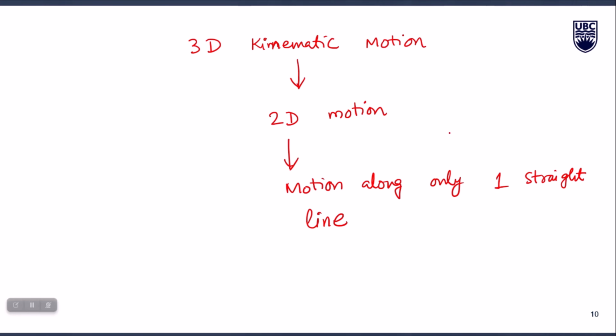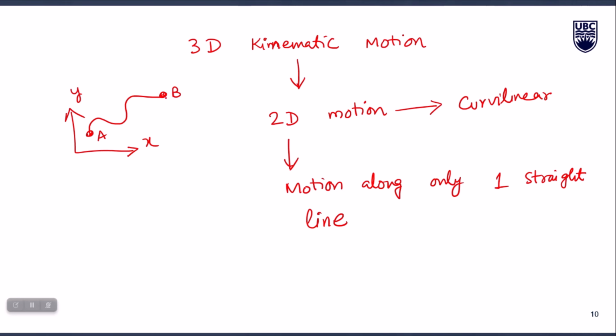A case of curvilinear motion will actually be a real case of 2D motion. So if, for example, a particle is moving in that floor, XY floor, for example, now I can draw it like this. If it is moving in a curved path from point A to B, it is actually simultaneously moving along X and Y at the same time, right? So it is a curvilinear 2D motion, a slightly more complex case.